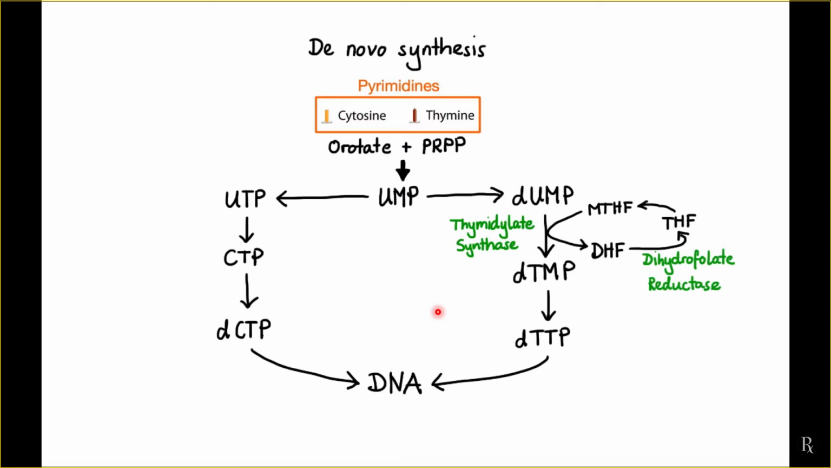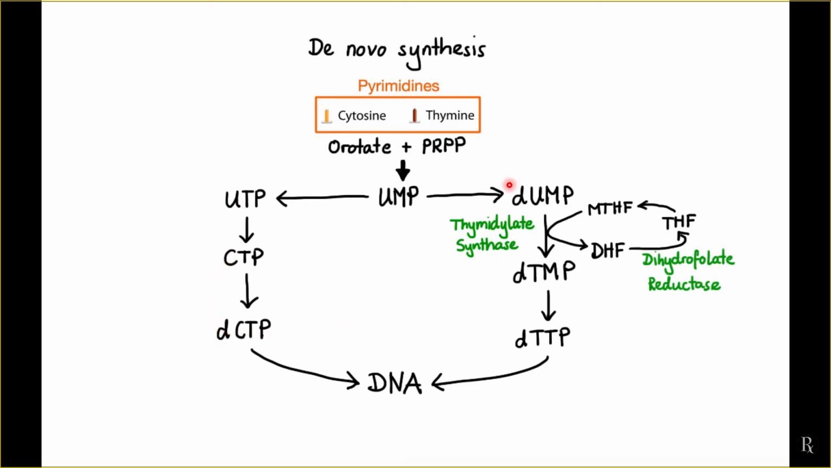Then for the pyrimidines, de novo synthesis, the orotate and the same peroxidase pyrophosphate is used to produce uridine monophosphate, and from UMP we produce UTP, CTP, and deoxy-CTP.